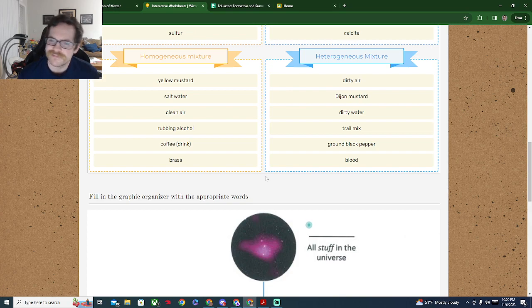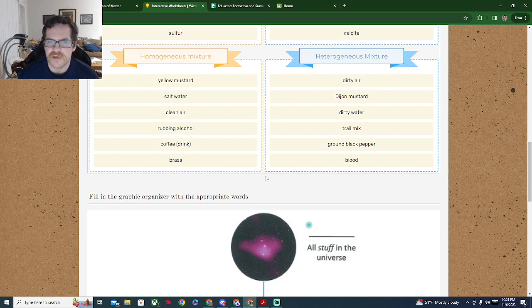Dirty air. A heterogeneous mixture is one where you can tell the different parts. If you can see that the air is dirty, that means you can see different parts in it. Dijon mustard usually has small little specks in it, oftentimes stuff that's been ground up. Dirty water, right? If water is dirty, again, you can see the stuff in the water. If you can see mud and sand and dirt floating around, then it's not homogeneous.